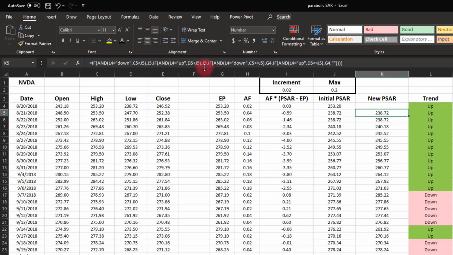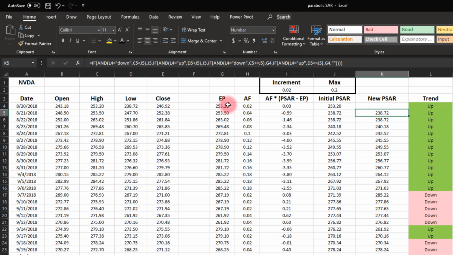But then we also have to make sure that it's not going to breach any of those previous candles. So we're going to do if-and if L4 is down and C5 is greater than or equal to J5. Okay, so it's actually gone above it. Then we want to use G4. What's G4? The previous extreme point. And then finally, if L4 is up, the previous day's trend, and D5 is less than J5, in other words, the candle has gone below it, then we again want to use the previous extreme point.